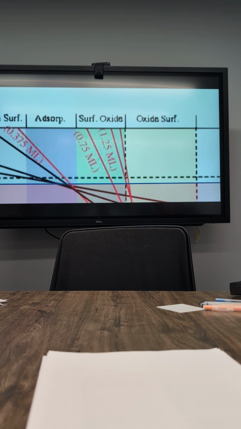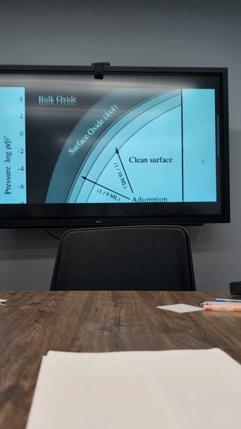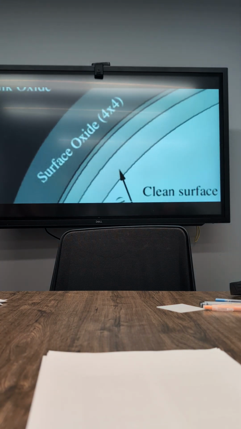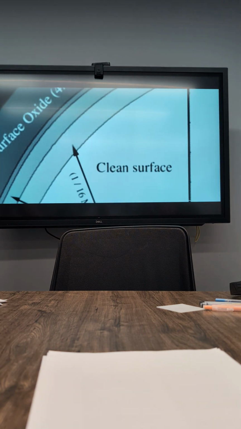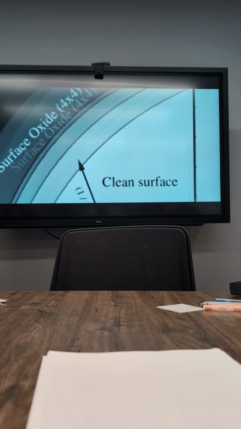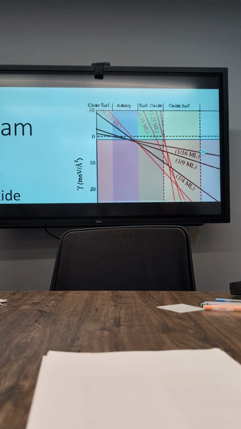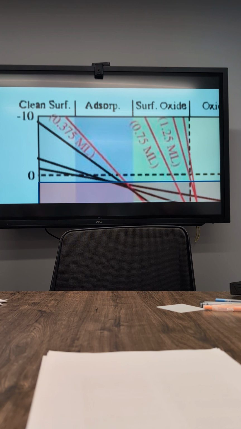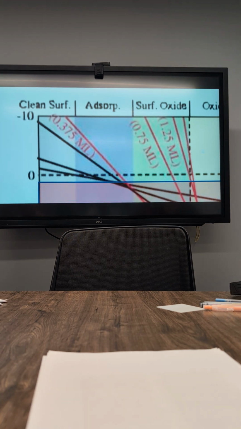Just in general, if we come back to here, the surface oxide is going to be in between the bulk oxide and then all these layers, and all those layers are coming underneath the surface oxide. If you imagine each one of those layers as one of those lines, that's what it's showing over here. So the first layer is going to be the most favorable species, as we learned from the first graph. So that's the 0.375.